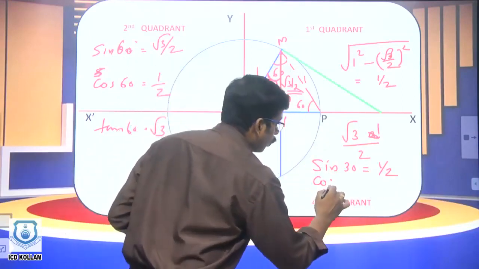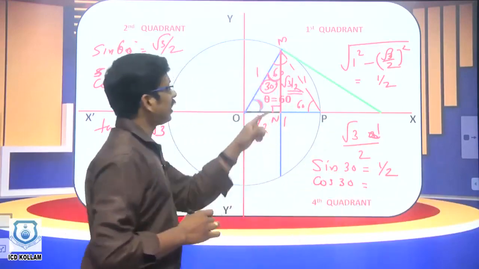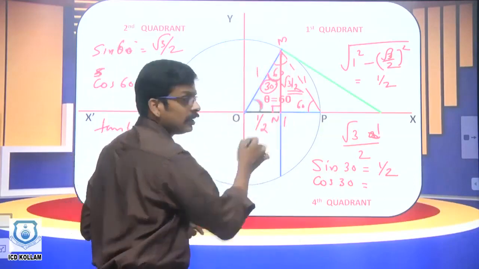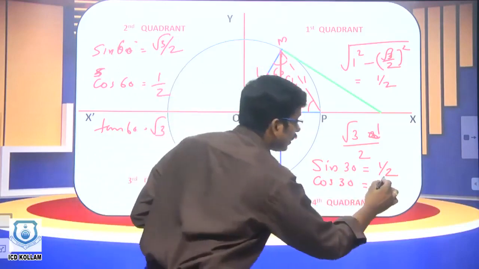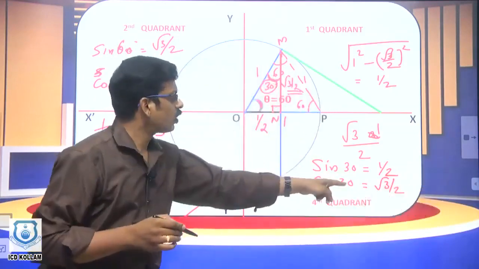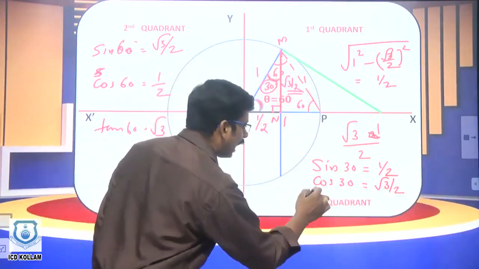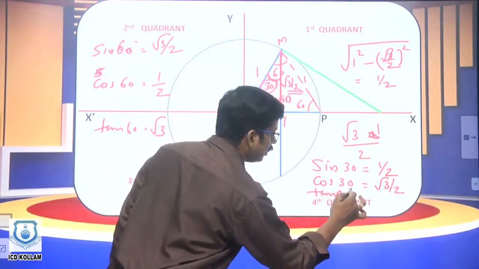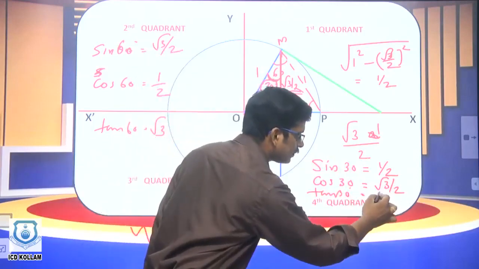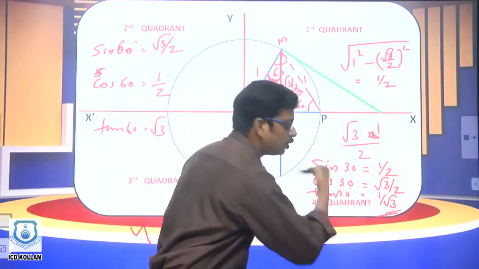Now what about the cos 30? Adjacent side. What is the adjacent side of this angle 30 degree? This one is root 3 by 2. So we get root 3 by 2 divided by 1, but it is simply root 3 by 2. What about the tan 30 degree? Tan 30 degree is sin 30 by cos 30, which is 1 by 2 divided by root 3 by 2, the 2s cancel, and we get 1 by root 3.